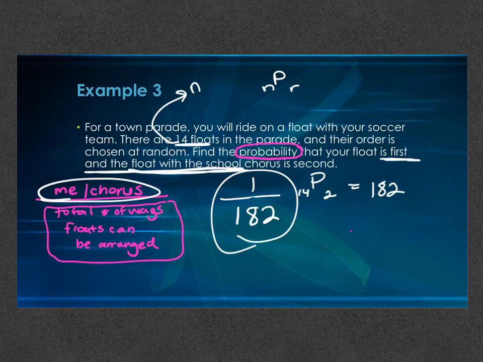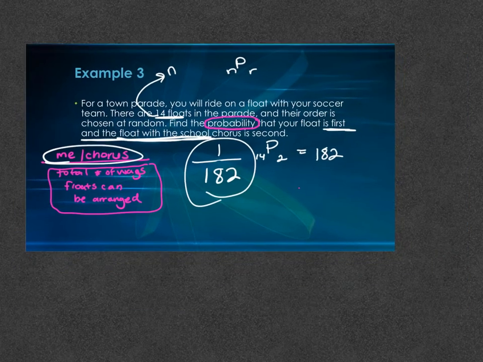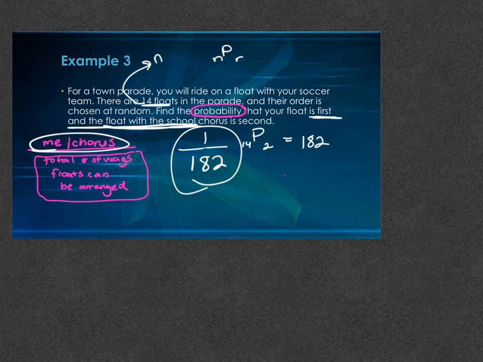There's another way to look at this too. This is the way my brain sees it: there's only one way of that, and I do the P and R. The other way to look at it, and I'm going to teach you both ways, you figure out whatever you want, is that if I remove me and this chorus from the amount that are there, so there's 14 floats total, I can put the total number factorial in the bottom, and then what would happen if I took me and the chorus out, and that would be 12 left.